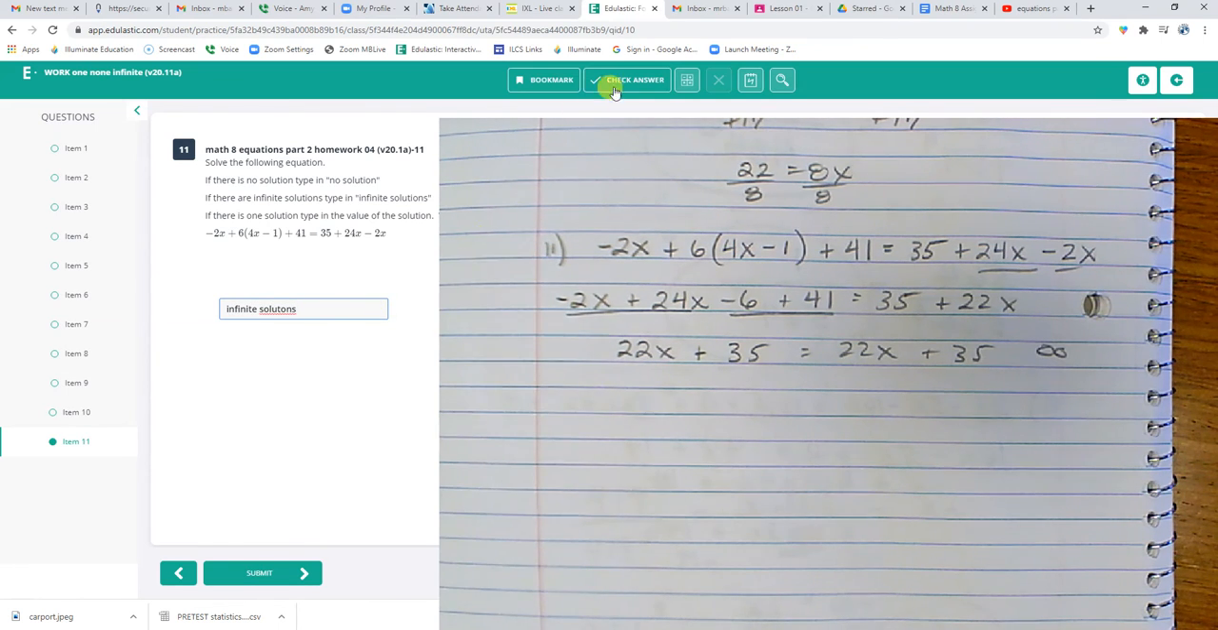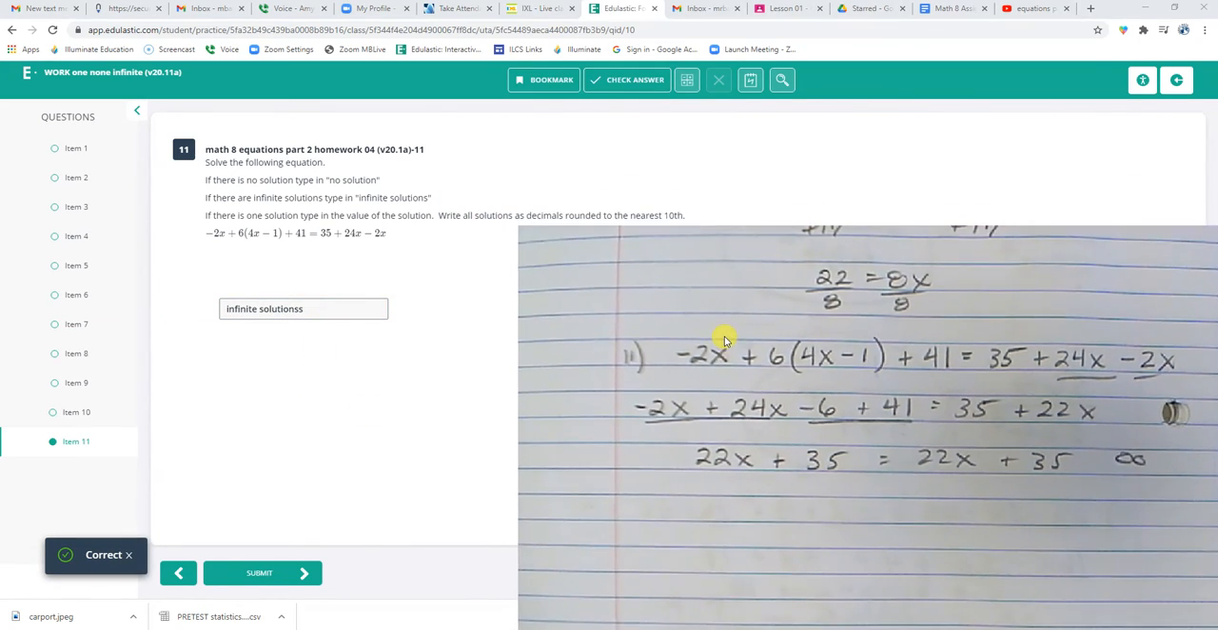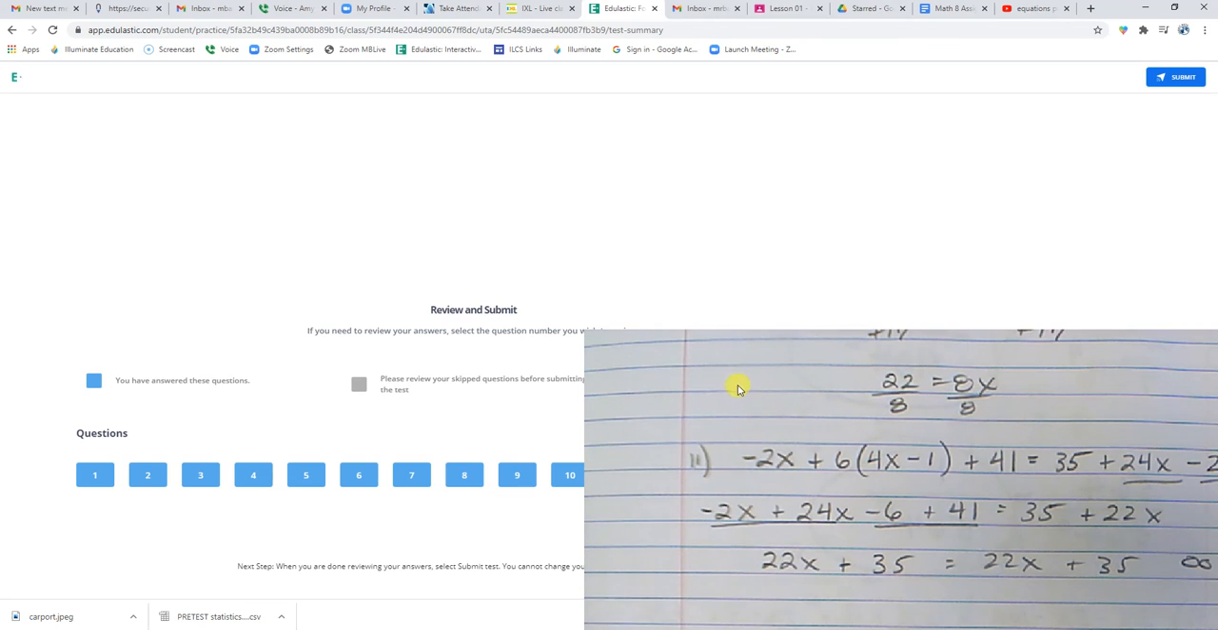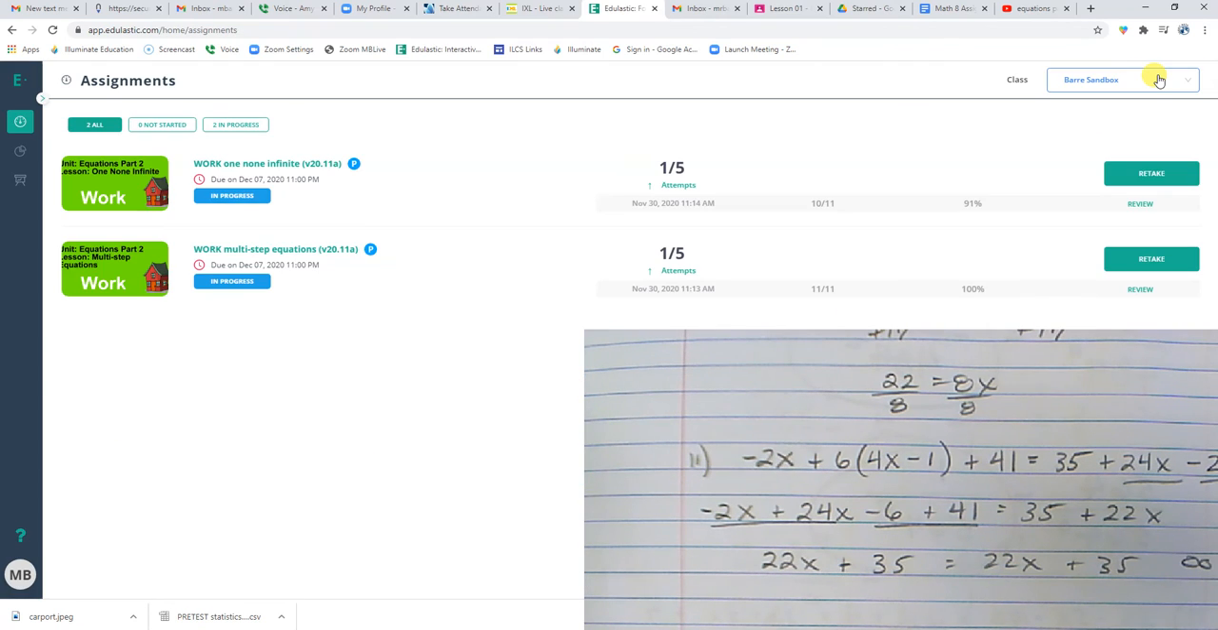I'm going to check that answer. Oop, I misspelled it. Good. Now, I'm actually going to get this one wrong because I want to see something in Edulastic right now, but I know what the correct answer is. So submit this. It should not give me full credit, but I want to see if it even tells me my score. It does, 91%. So I can see the score right there. If I retook it, I could fix that one. Actually, what happens if I review it?